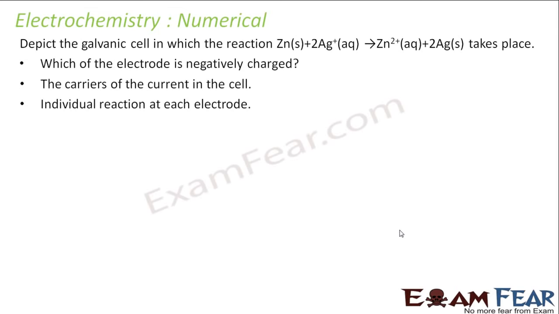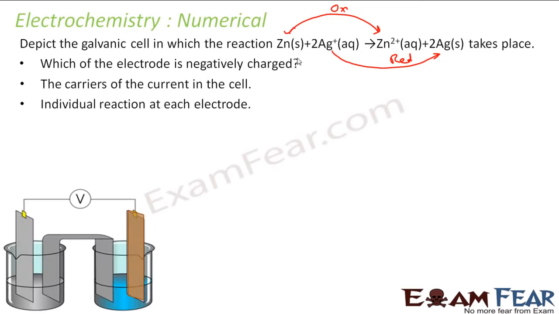So the question says depict the galvanic cell in which this reaction takes place. Zinc is oxidized to Zn2+, and Ag+ is reduced to Ag. Which electrode is negatively charged, what is the carrier of current in the cell, and what is the individual reaction at each electrode? So we have seen that as per convention, this is anode and this is cathode. Correct?